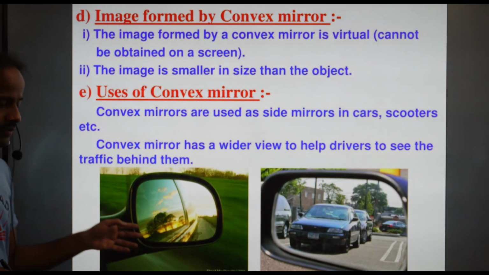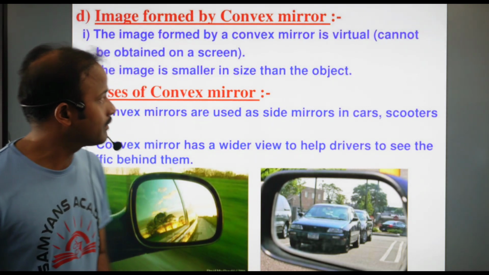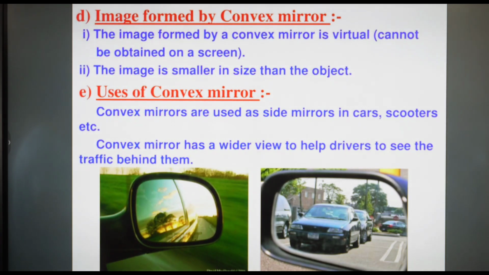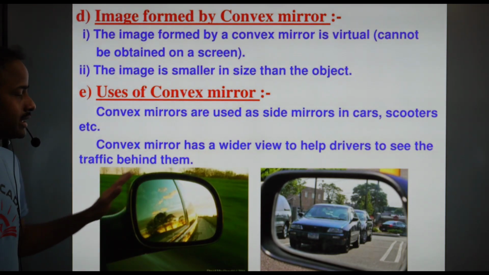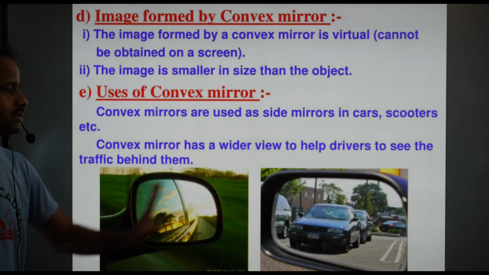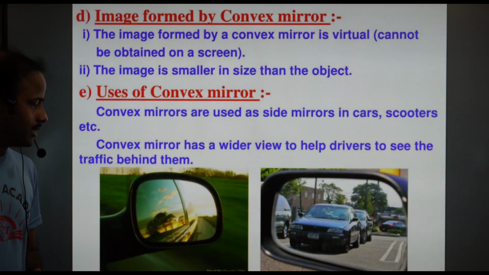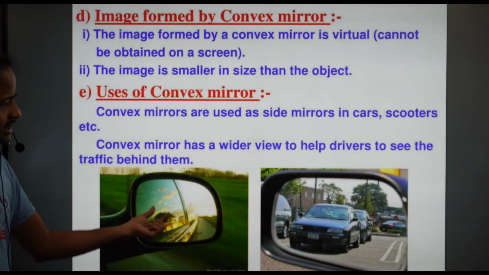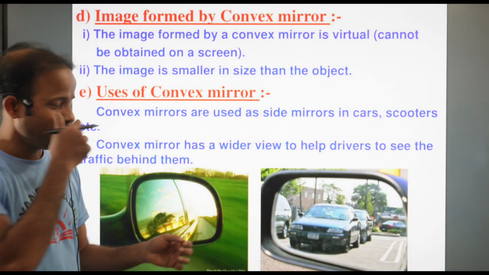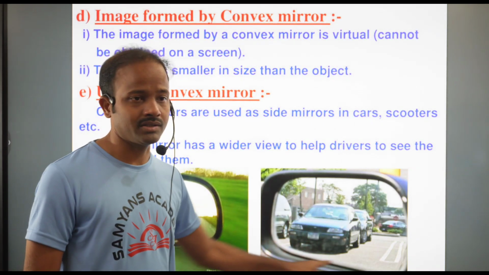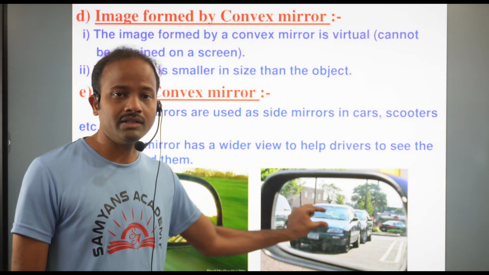Next, image formed by the convex mirror. This type of mirror is used as vehicle side mirrors. And what is the advantage of this convex mirror? It can cover a larger area, so we can see a larger area behind our vehicle, right? And we can see smaller images compared to the size of the object. Even a big bus looks very small in this mirror.